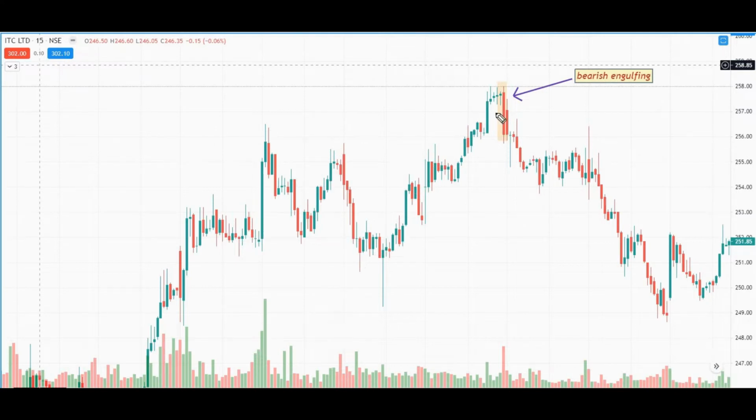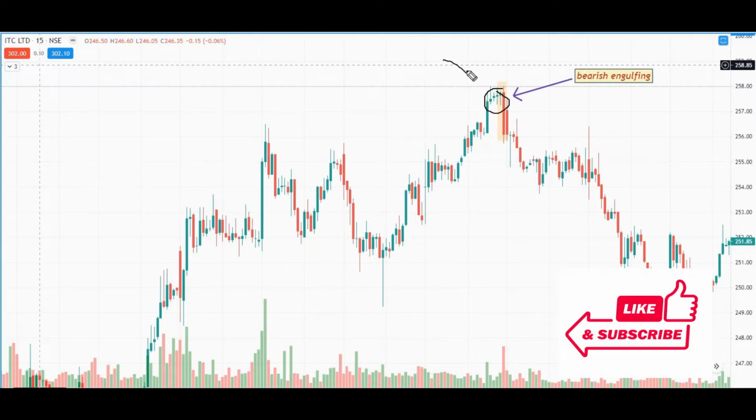what did the prices do? See this type of candles, see this volume is high, but prices, after breaking out, are not able to continue their upward momentum. It is consolidating, and it is also making indecision candles. So what is it indicating?